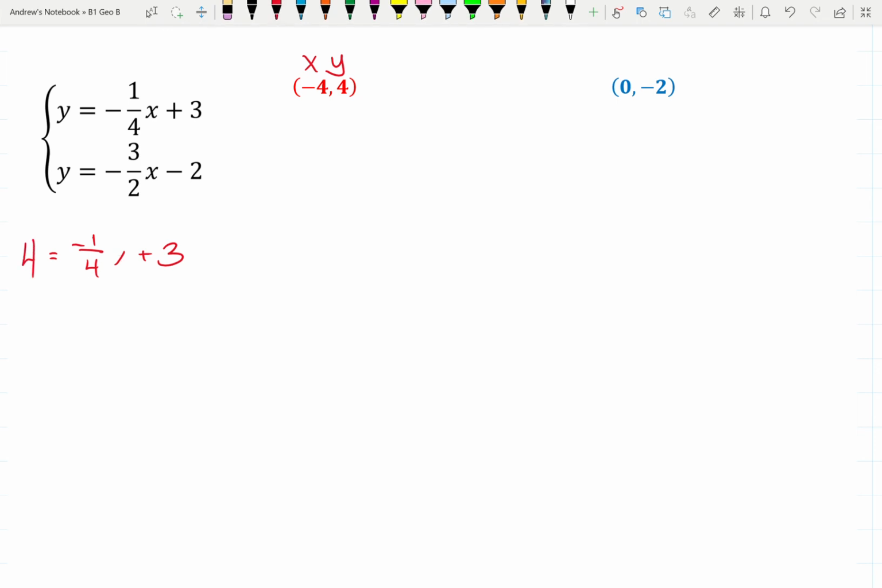The x is negative 4. All right, it's a little bit squished in there. I'm going to kind of rewrite that second half. So 4 is equal to negative 1/4 times negative 4 plus 3.